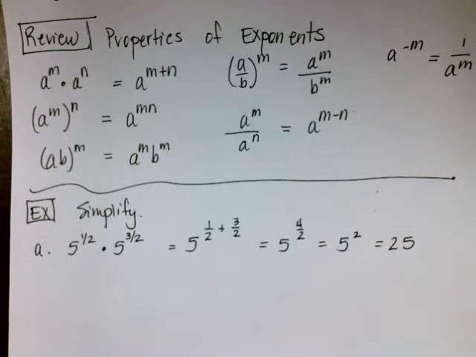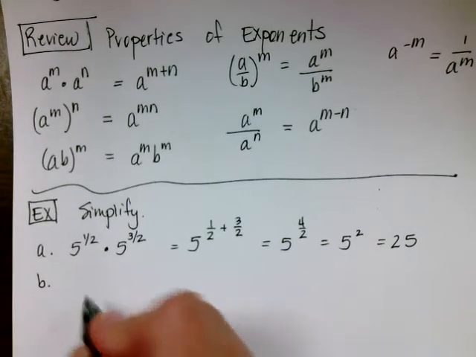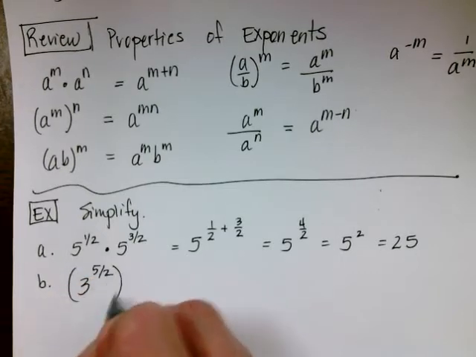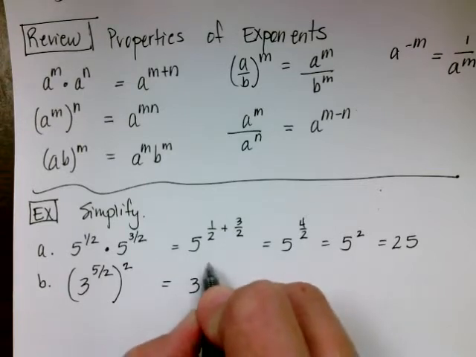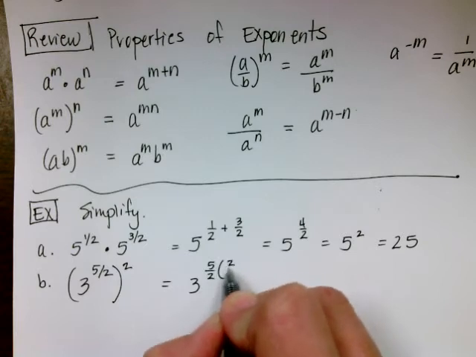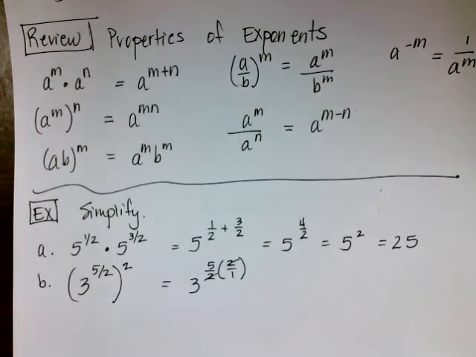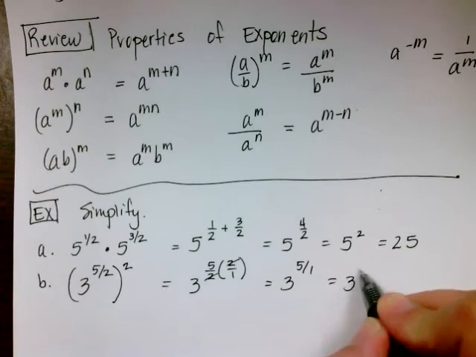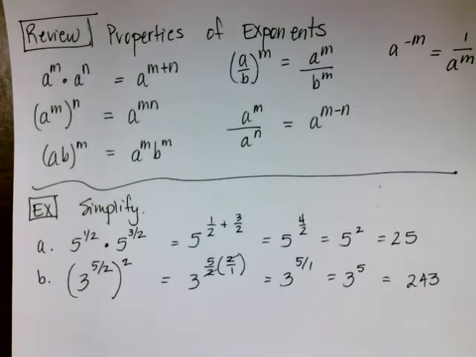Now a lot of these you can do much of the math by hand without having to bring in your calculator. Next one, I'm going to have 3 to the 5/2 raised to the second power. So remember, a power to a power is multiply, so that's going to be 3 to the 5/2 times 2 over 1. The 2's cancel because they're multiplied together, so this is going to be 3 to the 5 over 1, which is just 3 to the 5th, and that's going to be 243.